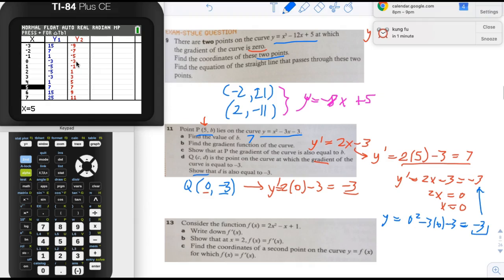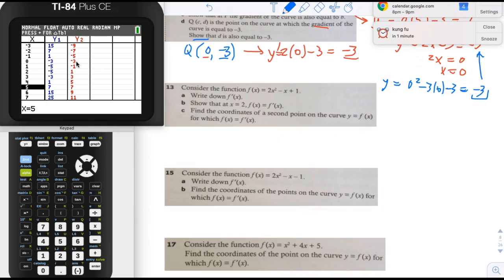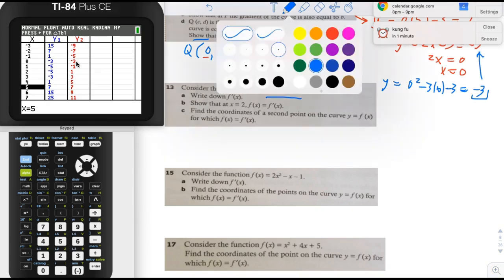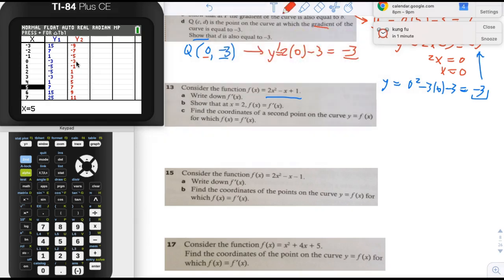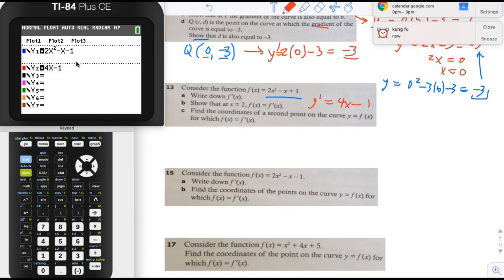Okay? All right. 13. Consider the function, the blue function, 2x squared minus x plus 1. First it asks us to take the derivative, so we're going to do that. The derivative of this function is equal to 4x minus 1. Right? So if we put these in the calculator, we're going to put the blue function, which is 2x squared minus x plus 1, and the red function is 4x minus 1.